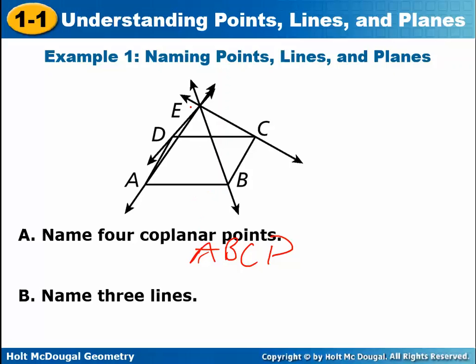I think this must be E right here. So EC would be a line. And when you name a line, you use capital letters, and then you draw a little line with arrows on both ends over top of it. Let's see. We have a line from A to E.